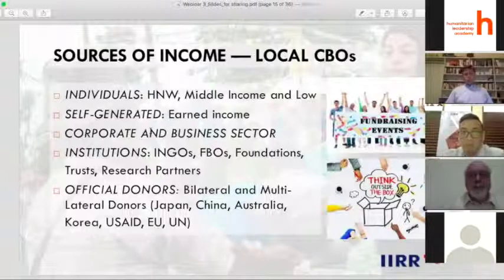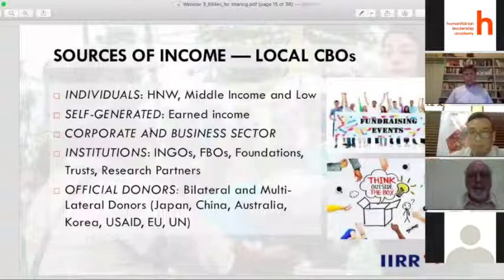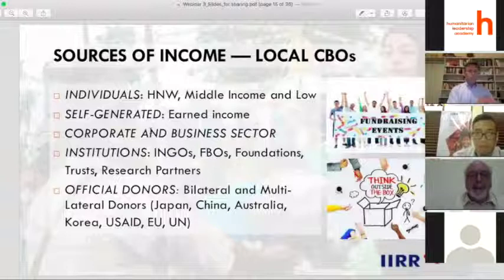Self-generated income is the next group of income. Many local CBOs have projects through which they can generate income and maybe technical capacity and personnel who can also generate income from services they provide to others. This type of income is very critical because it is unearmarked money. It's money which can be used for a wide number of purposes. Then you have the corporate and business sector, local businesses, local corporations who often want to promote their community engagement and their social enterprise by providing gifts in kind or funding to local CBOs.